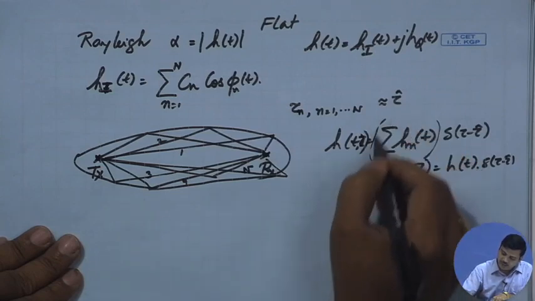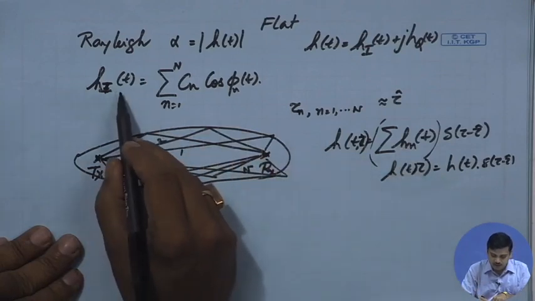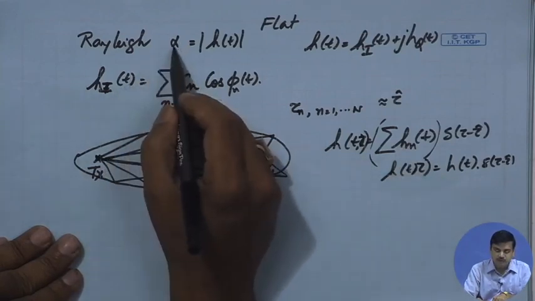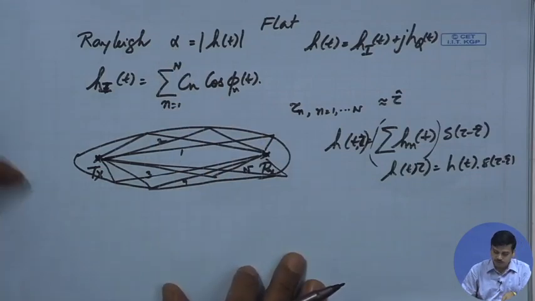However, there is a very large number of components which get added up, because of which we could make the Gaussian approximation, and for which we have got the Rayleigh distribution. So, this is one of the things which we would like to remind you.